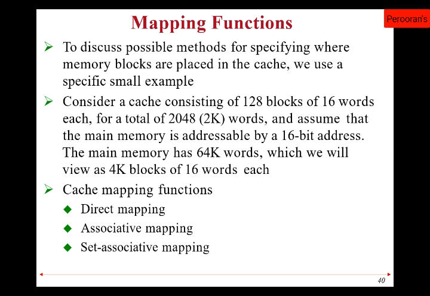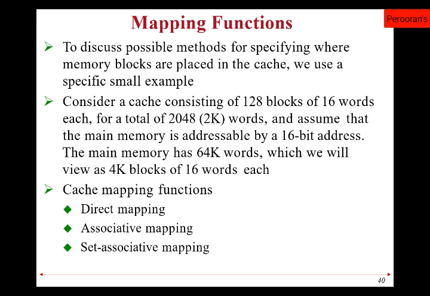So, to discuss the possible methods for specifying where the memory blocks are placed in the cache, we use some specific examples. But before this, we should see the names of the mapping functions. They are the direct mapping, associative mapping, and set associative mapping. Now, we will consider one example to explain each of these.